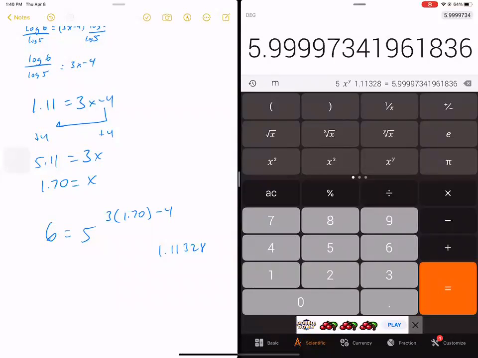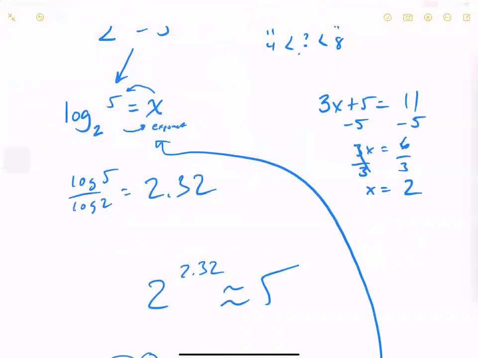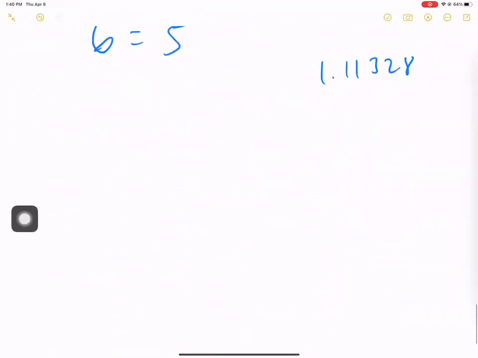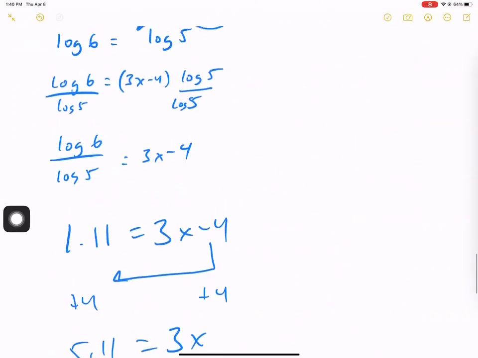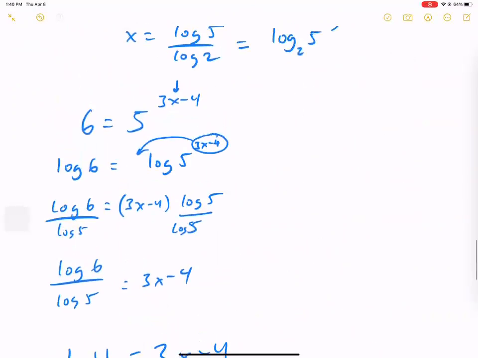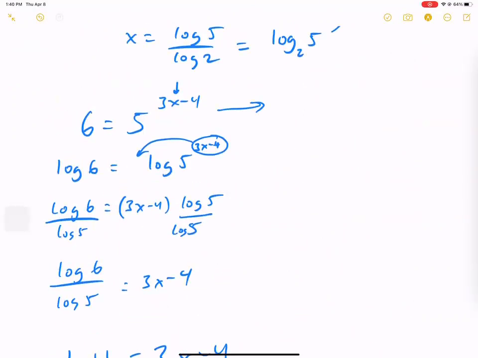Okay. Could I have done this using our identity? Sure, you could have done this using the identity. If we had, at this point, let's see where we are. We start off right here. If I had just said, let's use our identity, log base 5 of 6 is equal to 3x minus 4. That would give us the same step as right here, right? That would take us to here. So we could save a lot of time if I just remembered the identity.